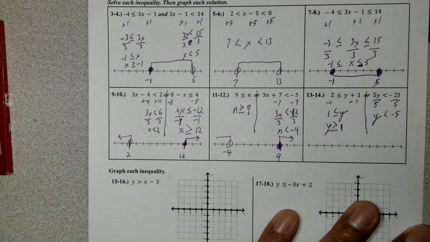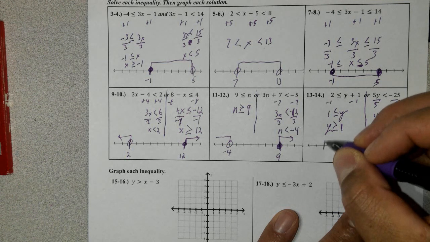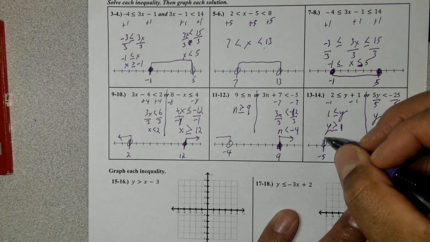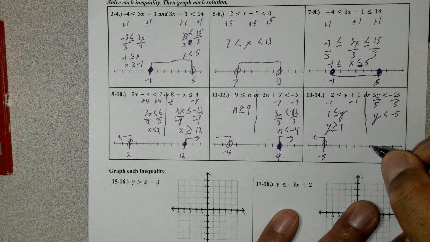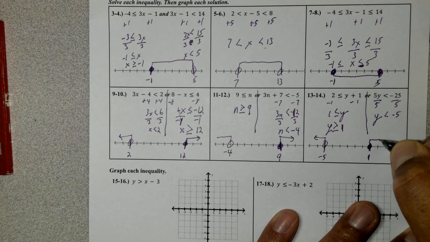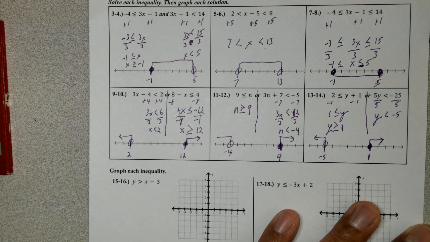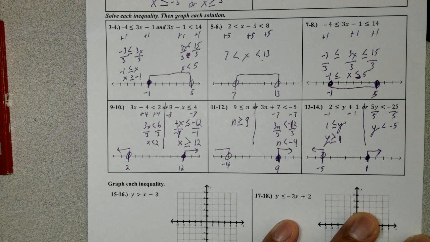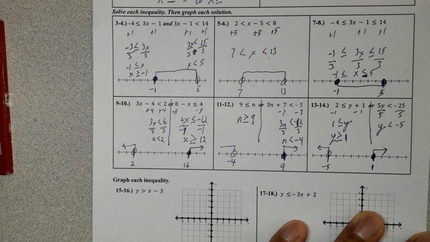We're doing great. We're moving quick. Again, pause if you need to. Negative 5, open dot, shade left. Positive 1, close dot, shade right. Again, good time to pause if you need to. And we're back.